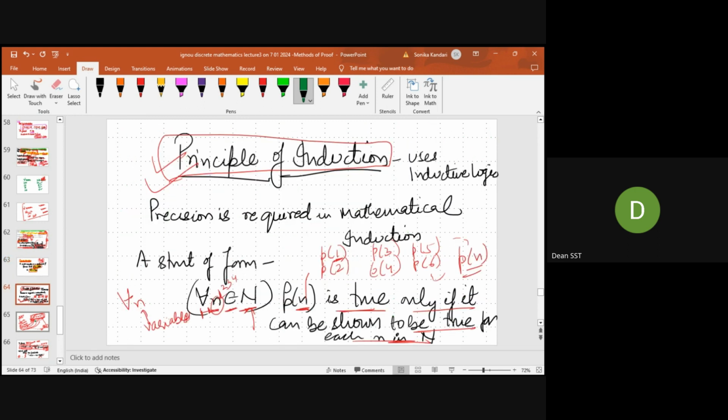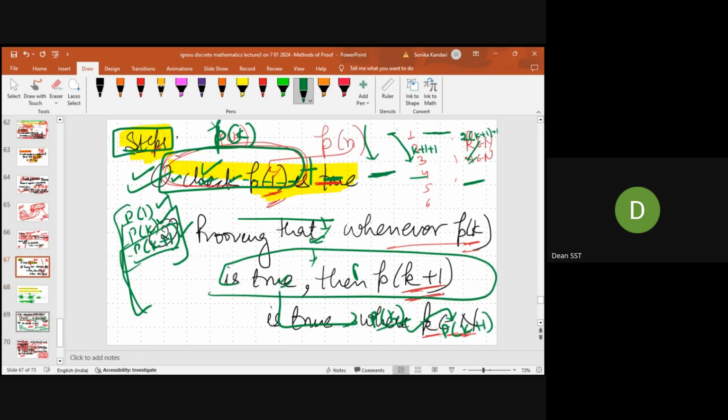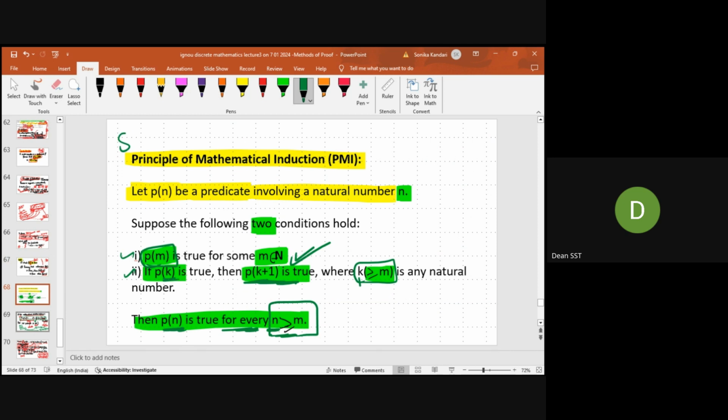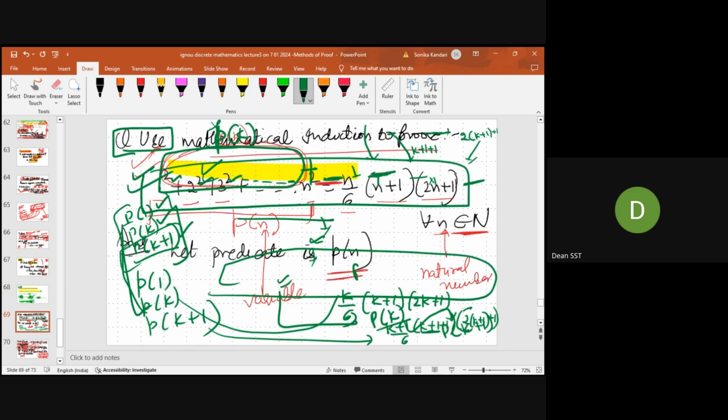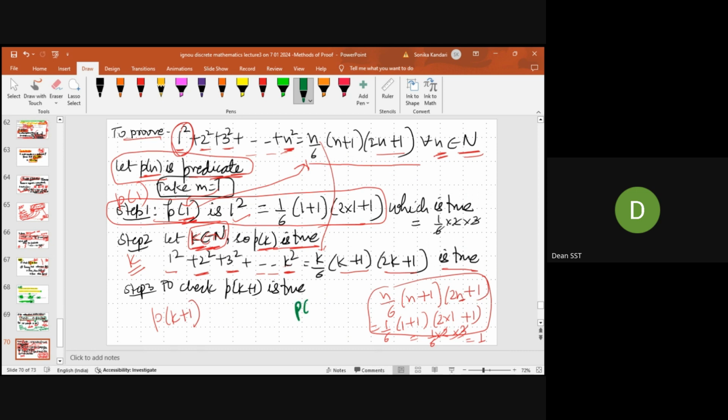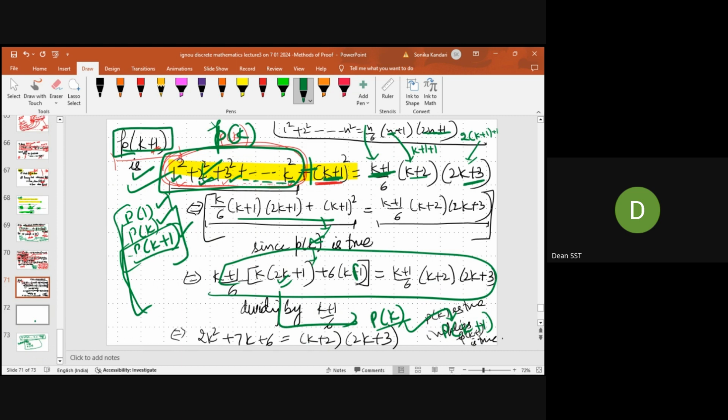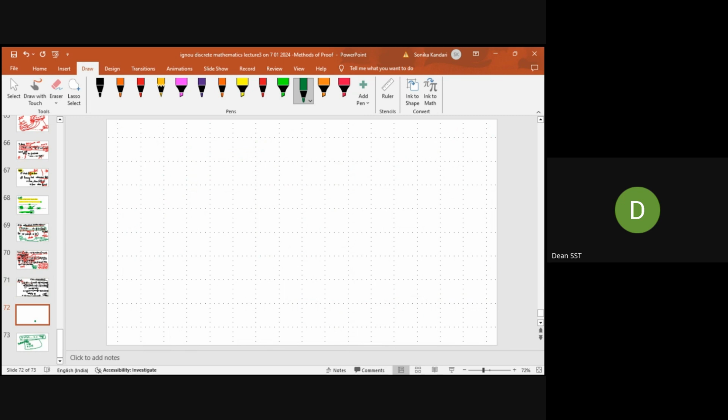Then coming on to the principle of induction. It uses inductive logic. These are the steps. What have we done? We have to check for P1, it is true. For Pk, it is true. For Pk plus 1, it is true. And you have to use the value of Pk in Pk plus 1. And finally, you have to deduce. So these were the slides of today's class.